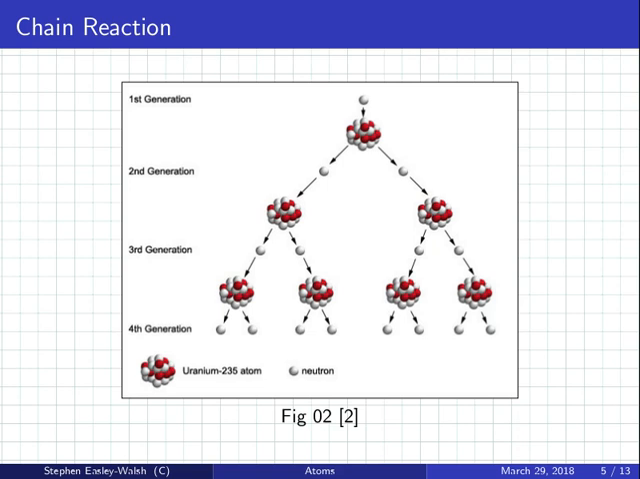So, chain reaction. And also, for vocabulary you need for the exam: first generation, second generation, third generation, fourth generation. So with each generation, the energy in this picture doubles. Now, I didn't tell you what this is. Whatever it is, it releases 2 neutrons.